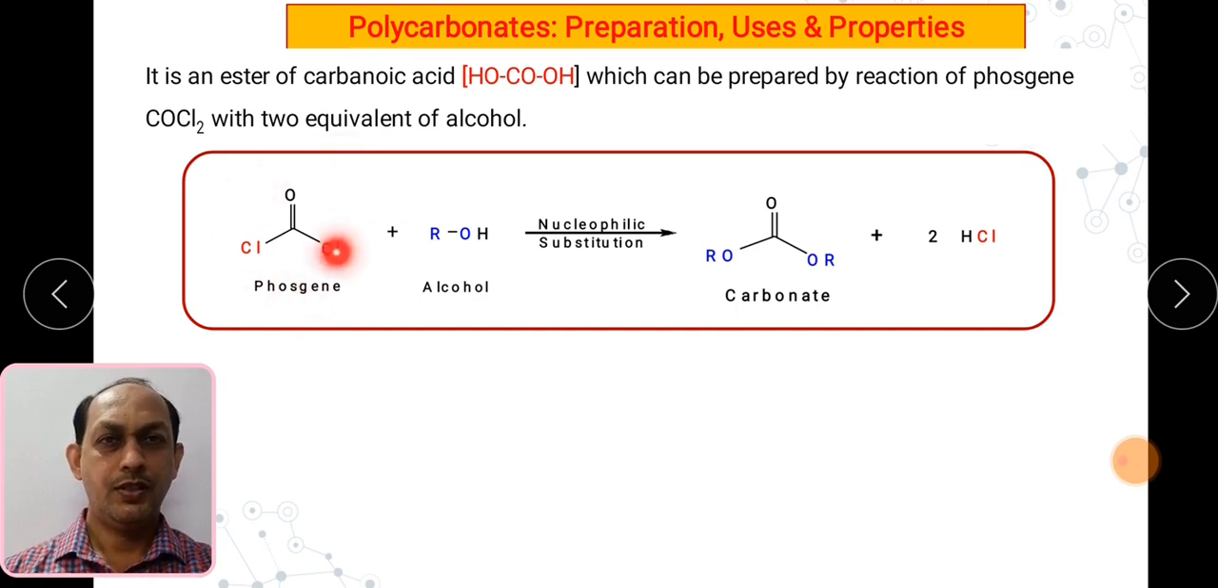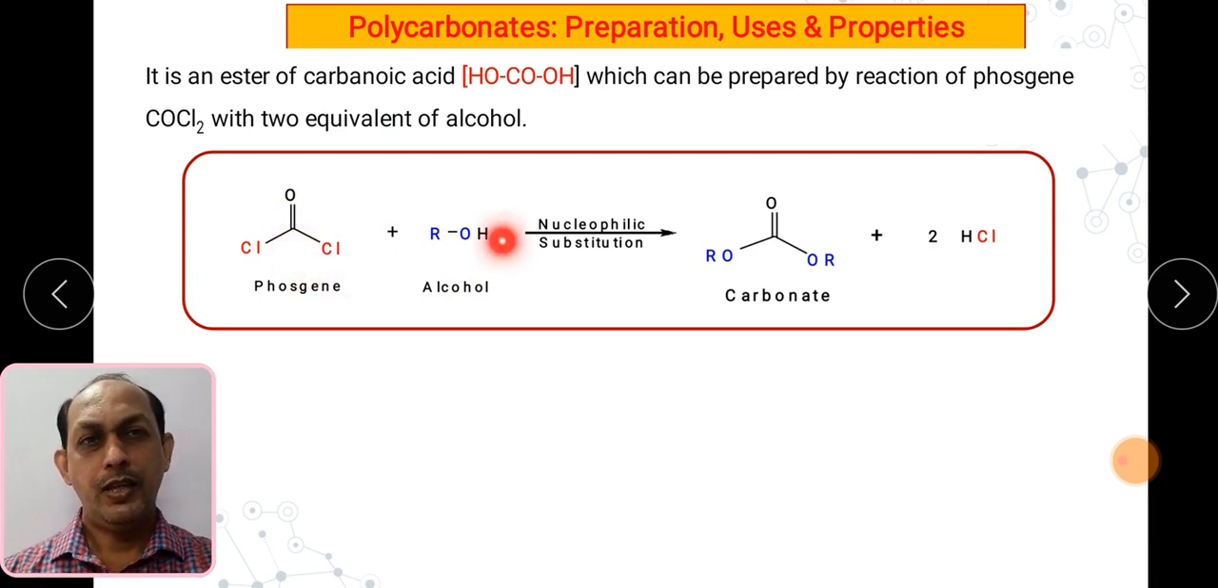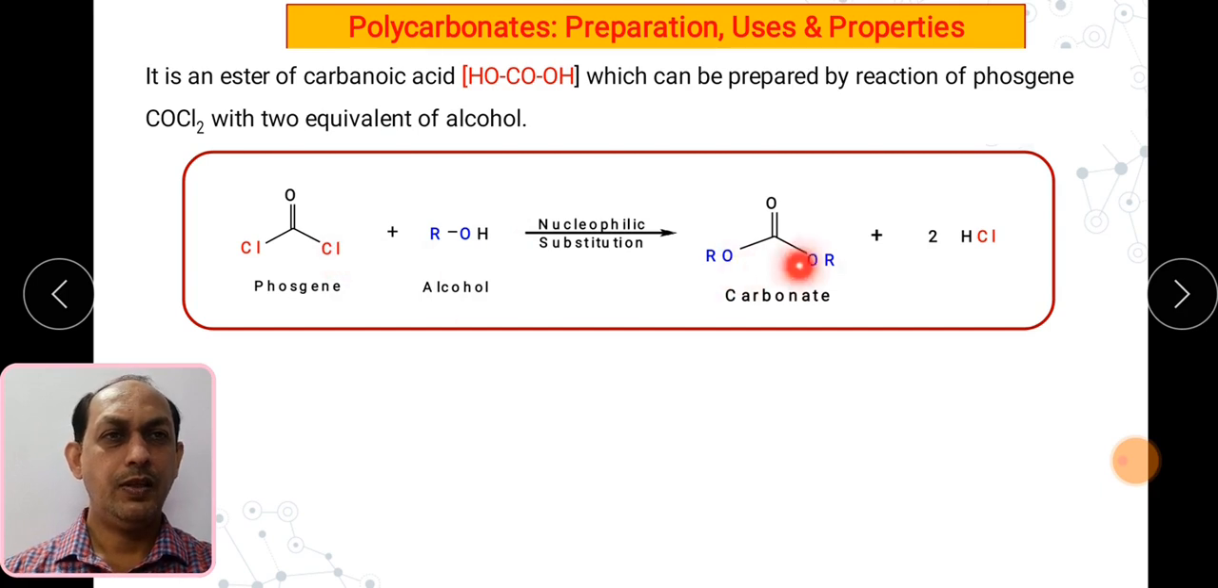So this is a phosgene. So this particular phosgene is reacted with the alcohol. As we can see, there are two chlorine groups which are attached to the carbonyl carbon. So once the alcohol attacks, the O will attack on this particular carbonyl carbon and a nucleophilic substitution takes place. So H from here and Cl from here will leave and you will eliminate two molecules of hydrogen chloride and you will get the formation of carbonate. So this OR group is coming from the alcohol. So this is called a carbonate.